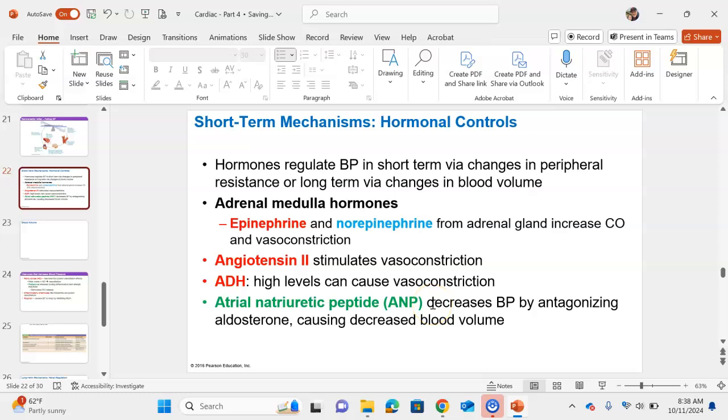Atrial natriuretic peptide, or ANP, is a hormone that causes us to eliminate excess fluid. And if we do that, and you'll see that with an increase in urine output, you're going to lose water, and a decrease in blood volume actually has an impact on blood pressure.